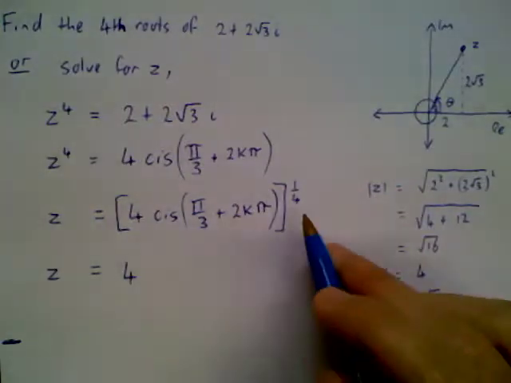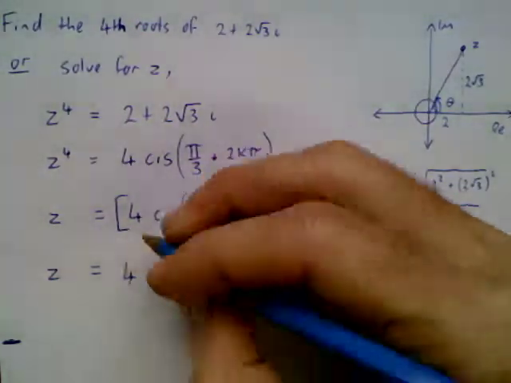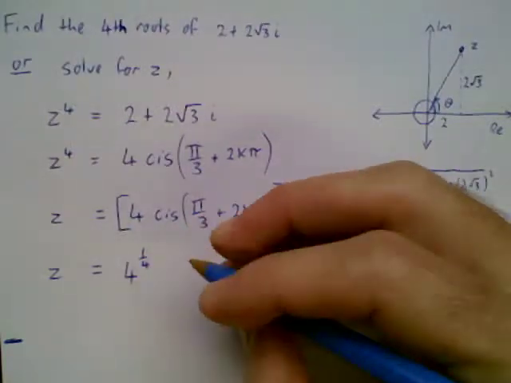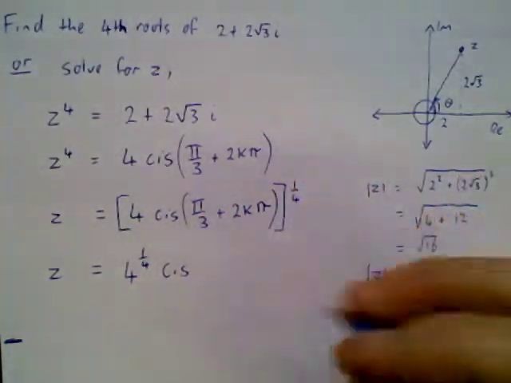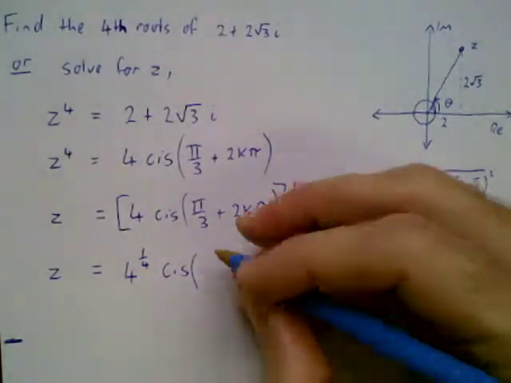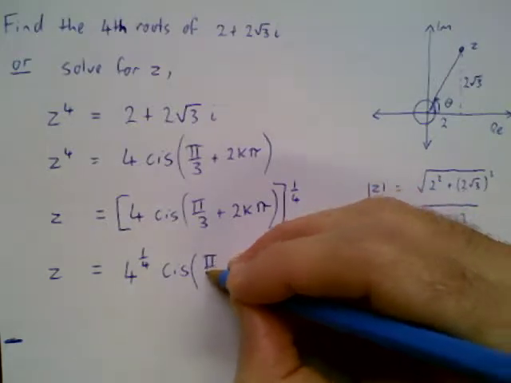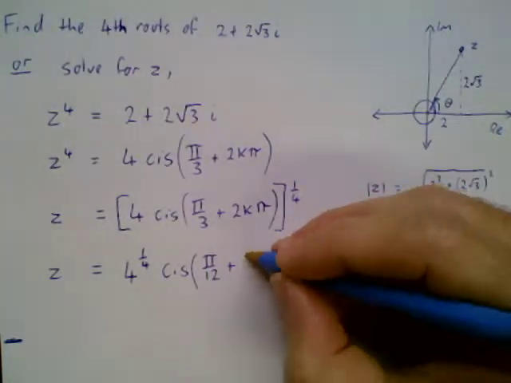4. Now remembering with de Moivre's theorem, when we raise to a power, the magnitude gets raised to that power, so we get 4 to the power of 1/4. And then the angle gets multiplied by that power. So what we have here is pi on 3 times 1/4. So that will be pi on 12 plus 2k pi over 4.